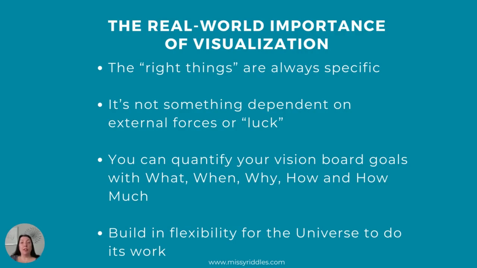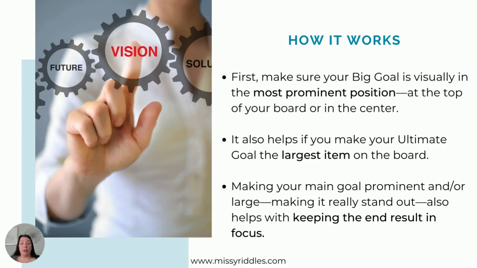So with visualization, the right things are always specific. It's not something dependent on external forces or luck. You can quantify your vision board goals with what, when, why, how, and how much. And then build in some flexibility for the universe to do its work, right? Sometimes things don't go as we plan, so we have to allow for that flexibility. So, how it works.